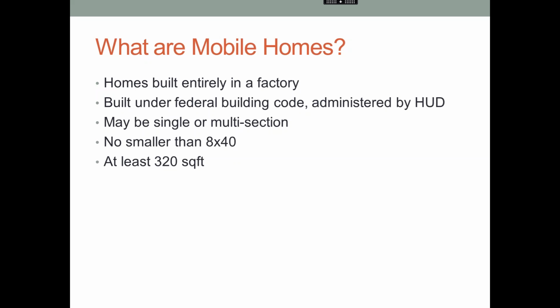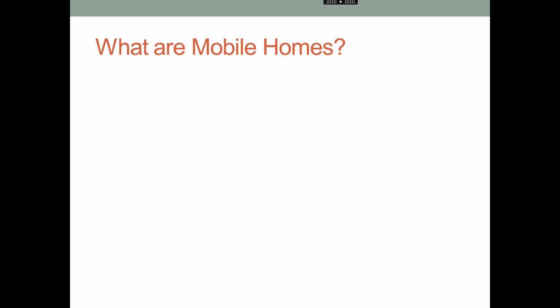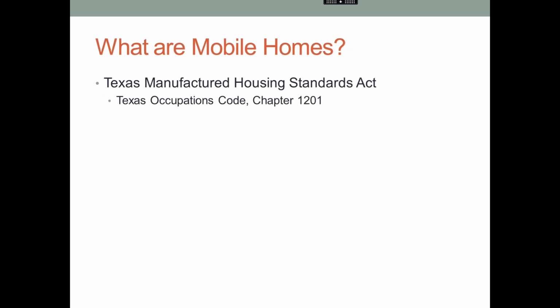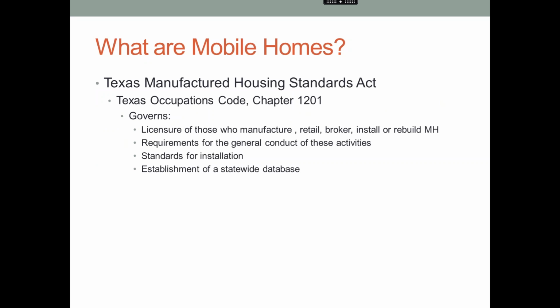But like we've just mentioned, the manufactured homes themselves are under very strict requirements by the Texas Occupations Code via the Texas Manufactured Housing Standards Act. This code governs the licensure of those who manufacture, retail, broker, install, or rebuild mobile homes. It sets out requirements for the general conduct of these activities. It sets standards for the installation of manufactured homes, and it establishes a statewide database. And we'll get to the database in a little bit.